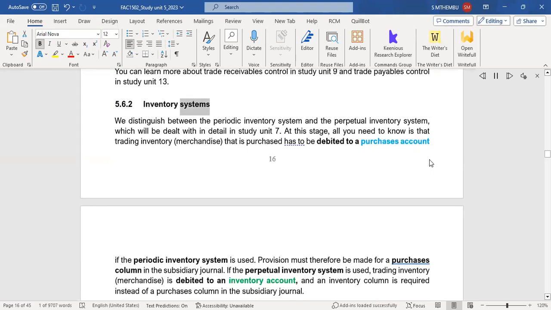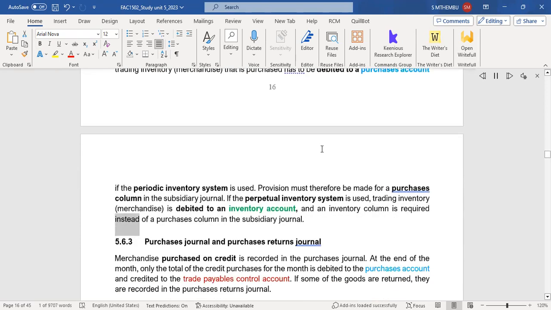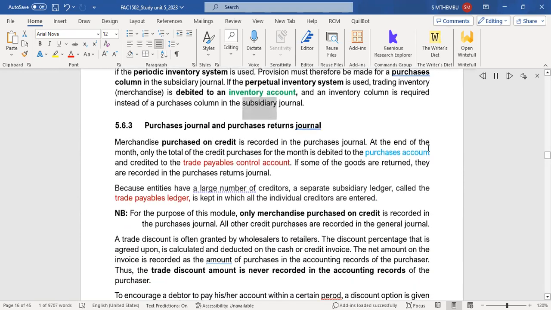5.6.2 Inventory Systems. We distinguish between the periodic inventory system and the perpetual inventory system, which will be dealt with in detail in Study Unit 7. At this stage, all you need to know is that trading inventory, merchandise, that is purchased has to be debited to a purchases account if the periodic inventory system is used. Provision must therefore be made for a purchases column in the subsidiary journal. If the perpetual inventory system is used, trading inventory, merchandise, is debited to an inventory account, and an inventory column is required instead of a purchases column in the subsidiary journal.